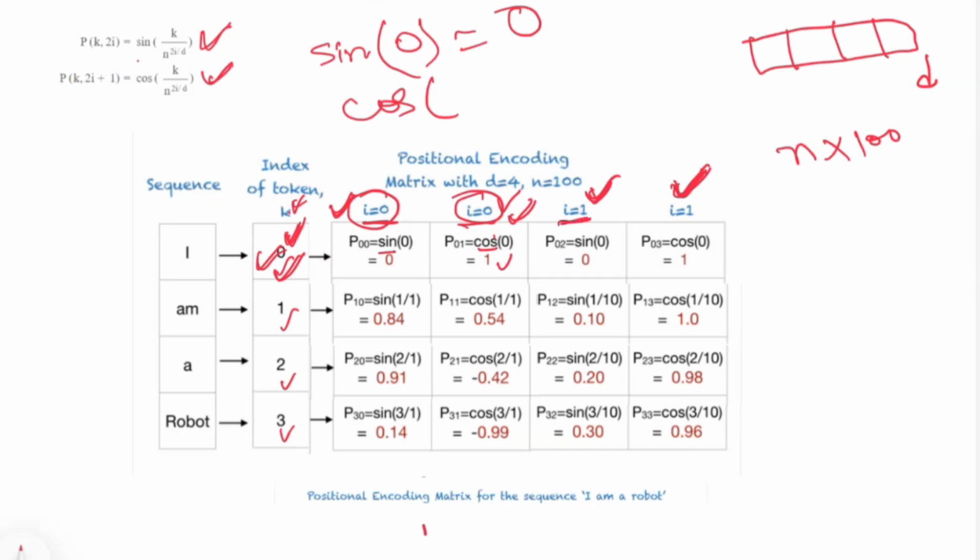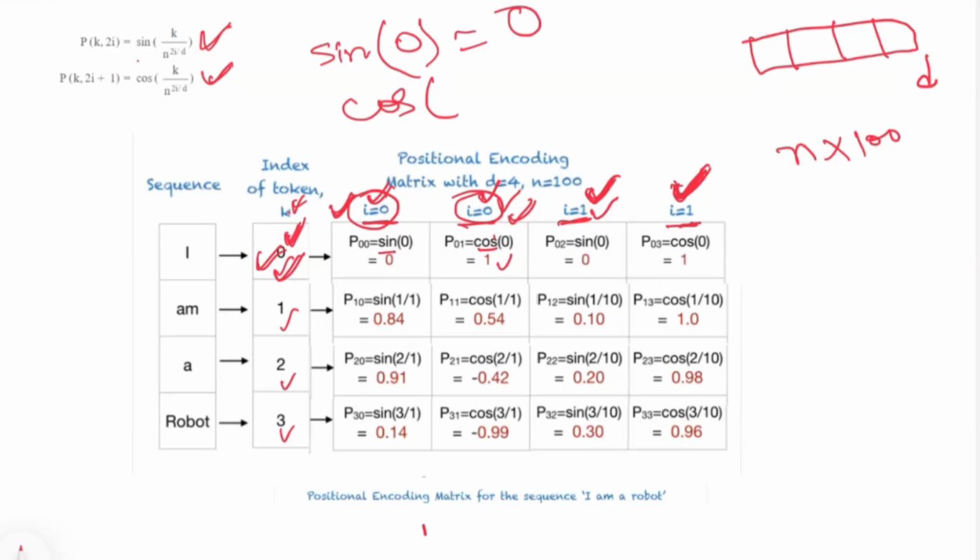Okay, so I equal to 1 here, I equal to 1 here also, because this is representing the first even, we can say the second even position. So we started with 0. So this is the 0th even position, this is the 0th odd position, this is the first even position, this is the first odd position.